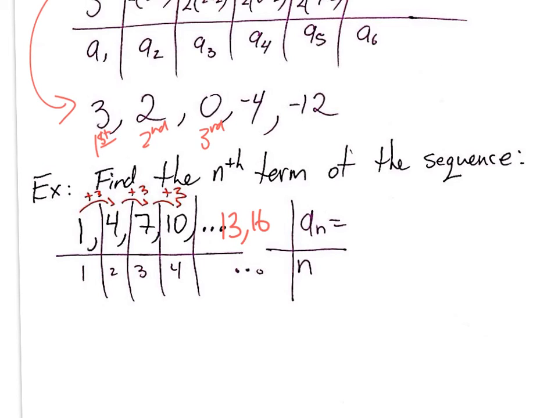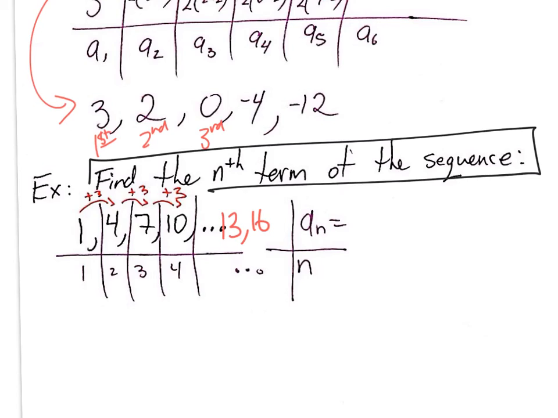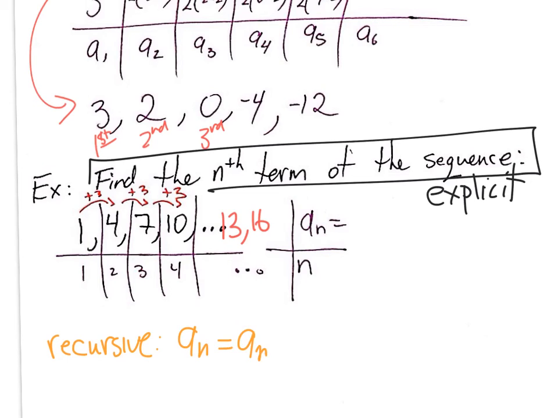So an explicit formula, find the nth term. This is what we're looking for. Find the nth term of the sequence. So this is asking for an explicit formula, right? If we were looking for a recursive formula, to digress, we could say a sub n, any term, is the previous term, that's a sub n minus 1, plus 3. All right, and that one was a little easier.